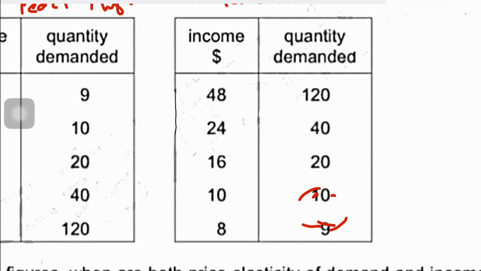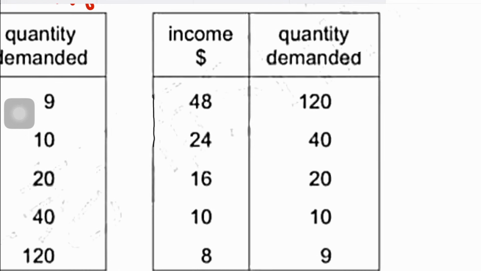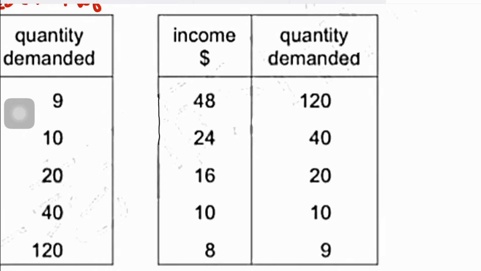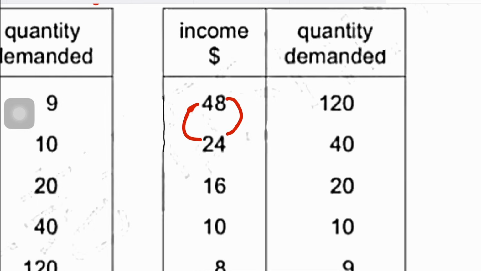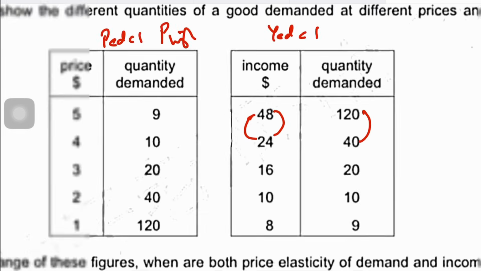But if you look at incomes in the higher range, let's say your income is going down from 48 to 24, or going up, in whatever direction, we see that the quantity demanded, if it goes down from 48 to 24, immediately drops from 120 to 40, right? It's more than a 50% change in quantity demanded here, more than a 50% decrease.